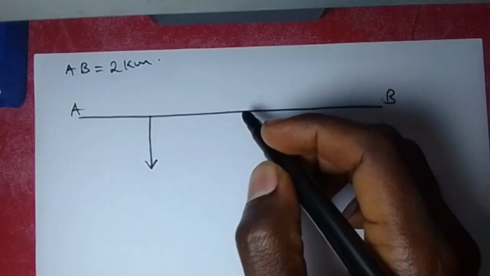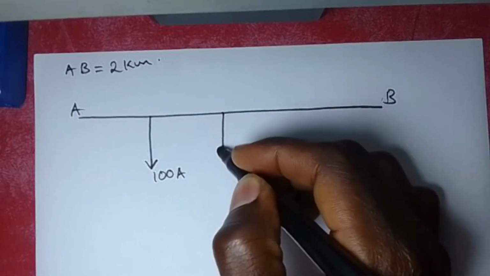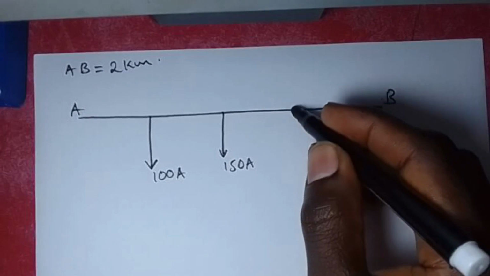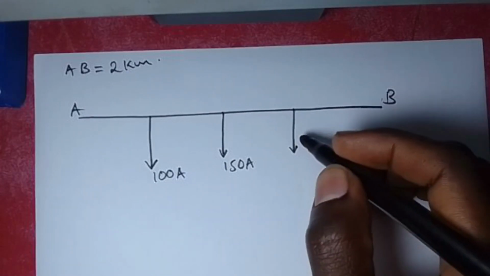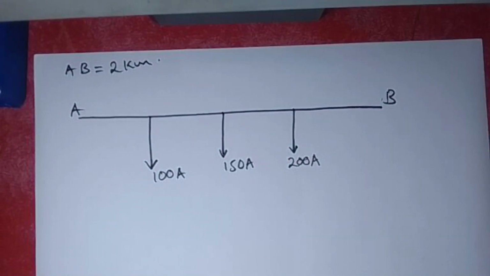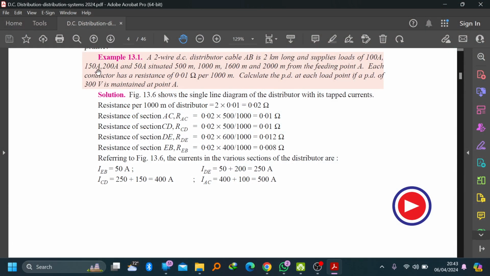This is the first load, and it is said to be 100 amps. This is the second load, and it is a load of 150 amps. This is the third load, and it is a load of 200 amps. And now the fourth load, before I put the fourth load, I want us to get something from the equation. So they are saying these loads are situated at distances of 500 meters, 1,000, 1,600, and 2,000 meters from the feeding point A.